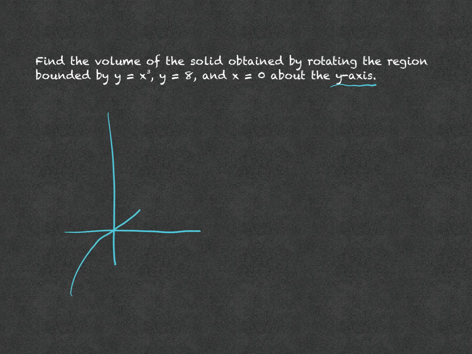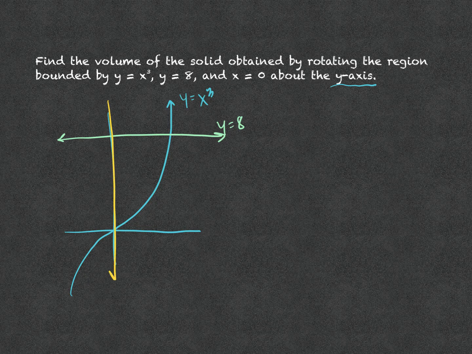So what we're going to draw here is y equals x to the third. So it looks like this. I call it the tall graph, y equals x to the third. We also have y equals 8. It goes across here, y equals 8. And we have x equals 0. X equals 0 is our third line like this.